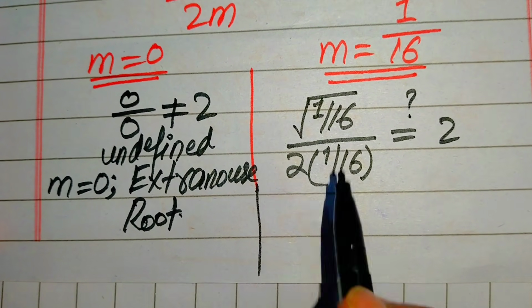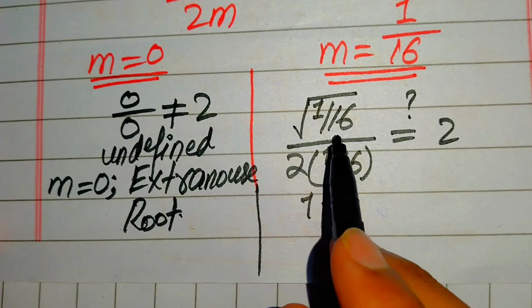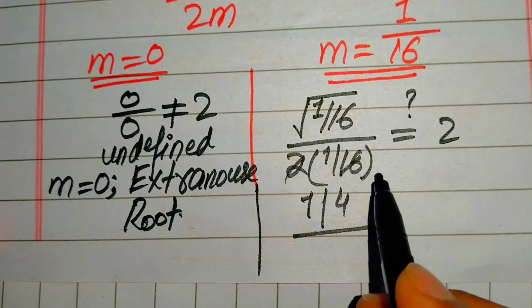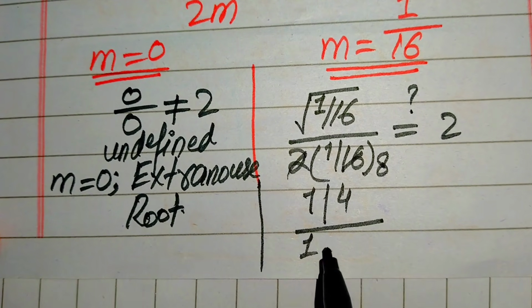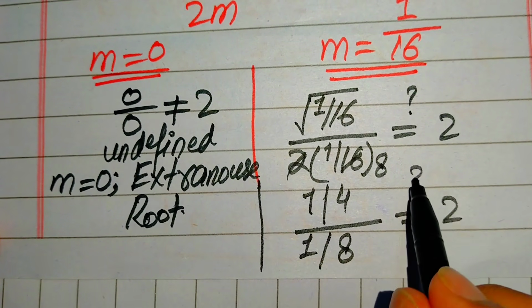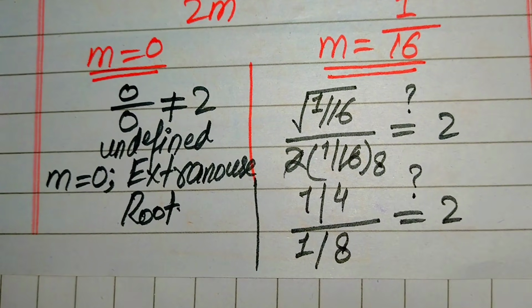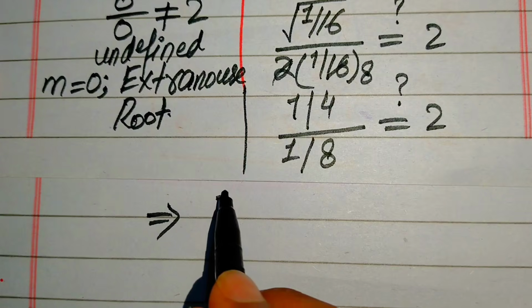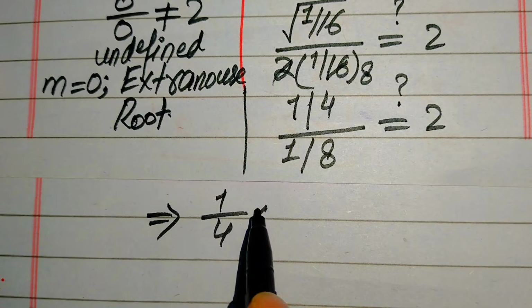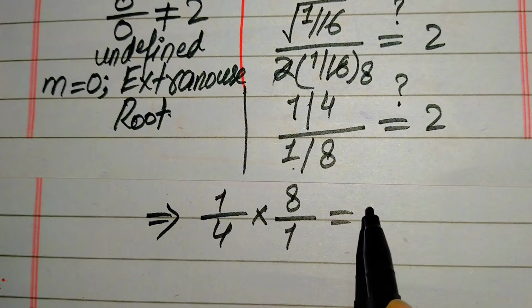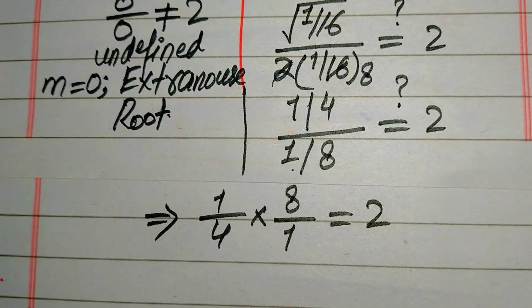So we know that square root of 1 becomes 1, square root of 16 becomes 4, divided by, this is 2 times 1 over 16 becomes 1 divided by 8, and we check whether this equals 2 or not. So in the next step, we have 1 divided by 4 multiplied by, this is 1 over 8, we write it as 8 divided by 1, is equal to 2.